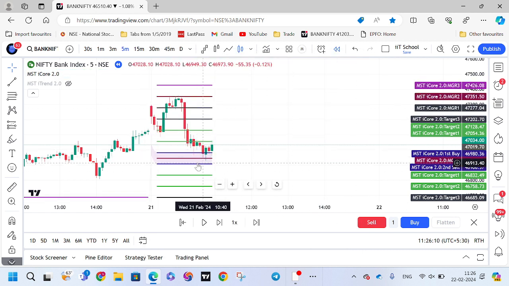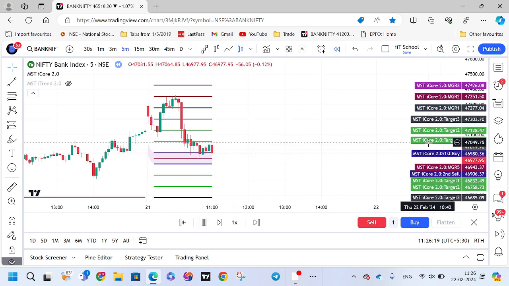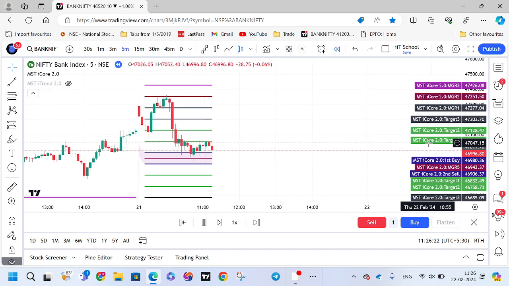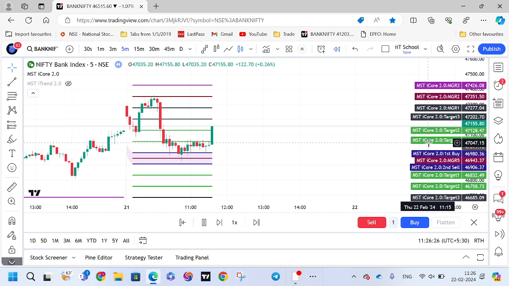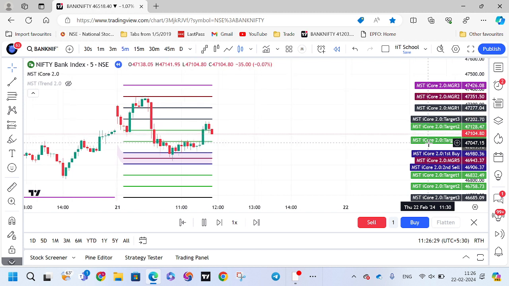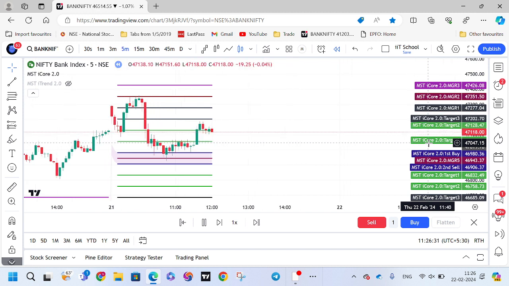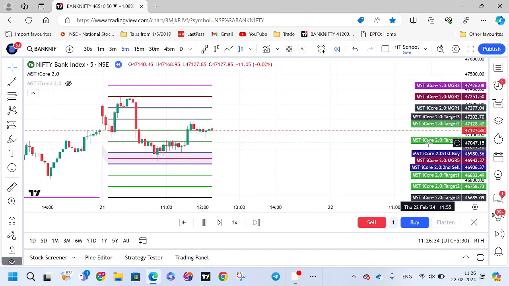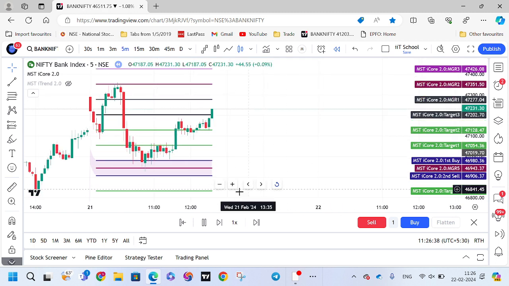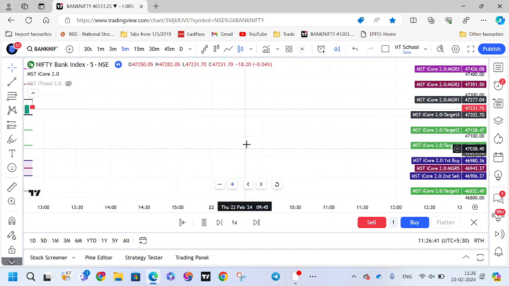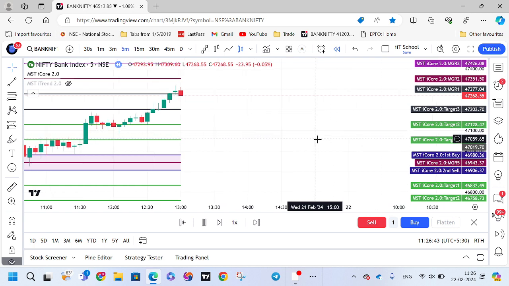So now what happened? Buy activated. Immediately in the next candle, target hit. Again buy activated. Again target hit. Now if you want to wait for more time, then you can wait by revising the stop loss. Now you see, first buy target hit, second target hit, third target also hit. If you want to exit from the market, then you can exit. If you want to score more profit, then you can also wait.